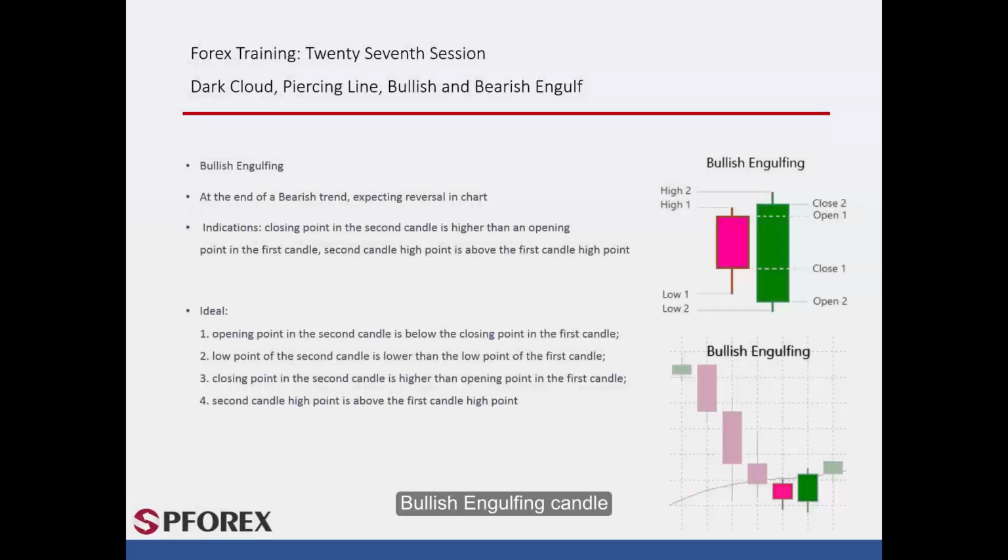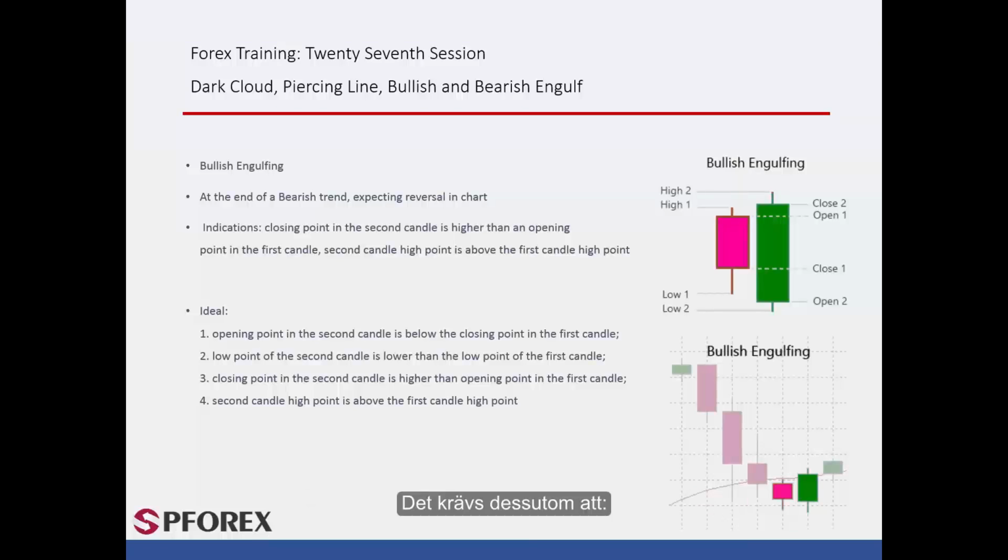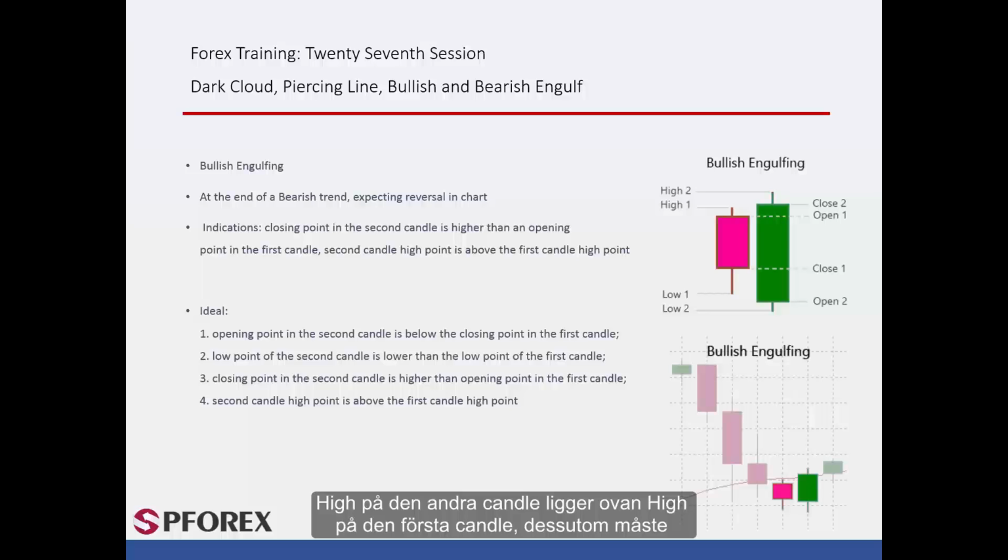Bullish engulfing candle. The bullish engulfing pattern indicates a reversal point in a downward direction, which includes two candles. Its requisites are as follows. The high of the second candle is above the high of the first candle, plus the close price of the second candle must be higher than the close price of the first candle.